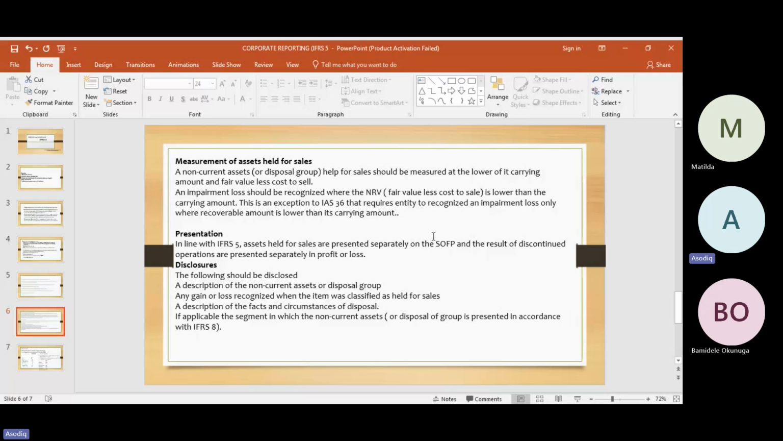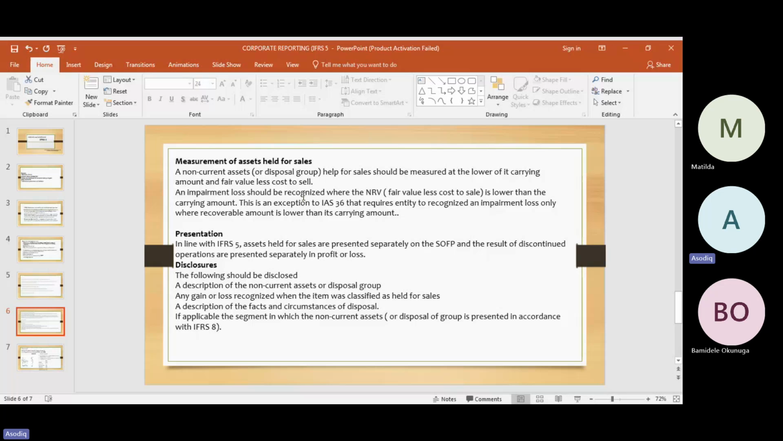Now, there is an exception to IAS 36 that requires entities to recognize an impairment loss only when the recoverable amount is lower than its carrying amount. But basically, because you are not moving into IAS 36, I don't really need to dip into that. What we really need is that once you want to categorize that asset, you must know what the criteria are, what are the things that you must put in place.